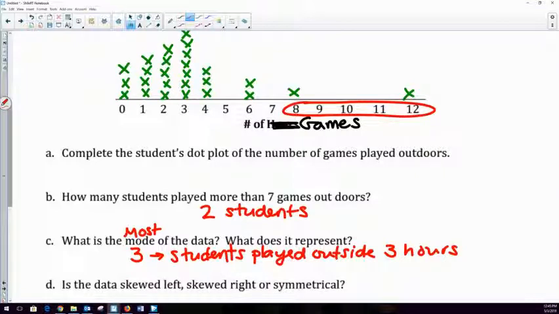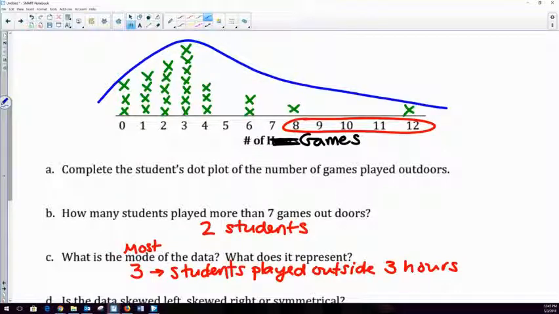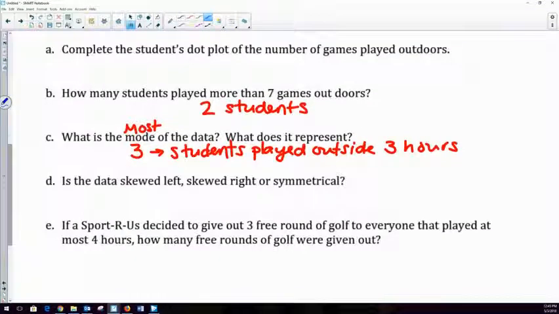Letter D is asking us if the data is skewed left, skewed right, or symmetrical. This one's a great one because you can really see what's going on here. So we start coming up and then we go down. It's very easy to see that your tail is on the right-hand side. So we're going to call that skewed right.